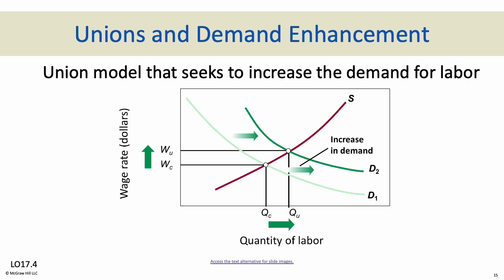Unions seek to increase the demand for labor. So the demand enhancement model is the first of 3 union models examined in this chapter. Unions can increase the demand for their labor by increasing the demand for the goods and services they help produce. This could be accomplished in many ways.